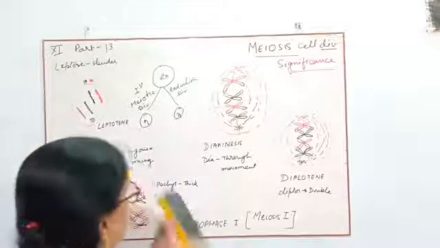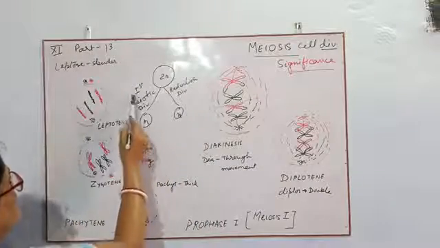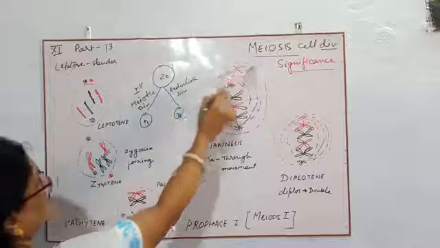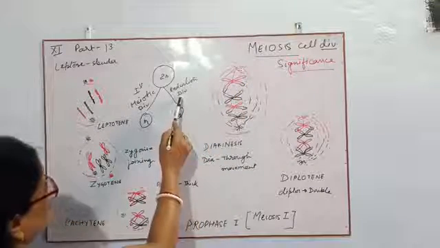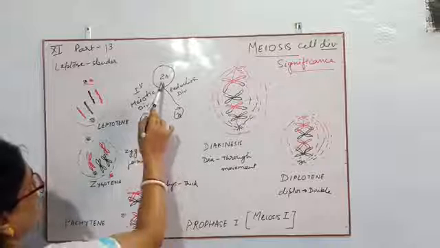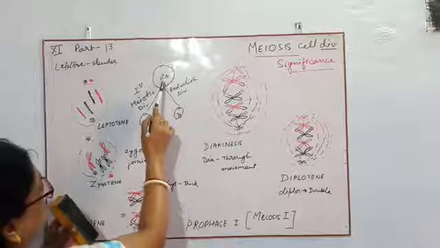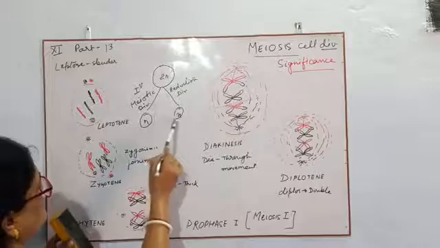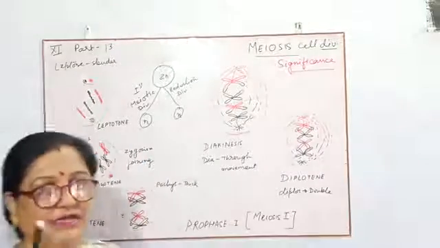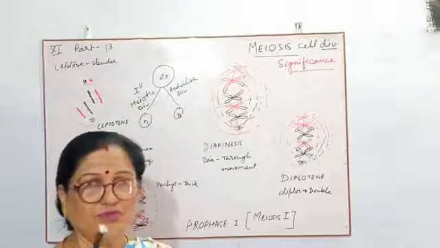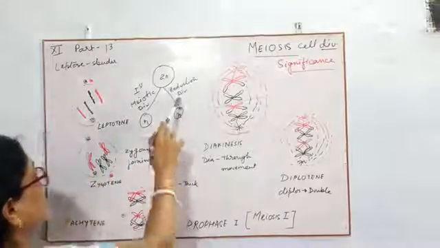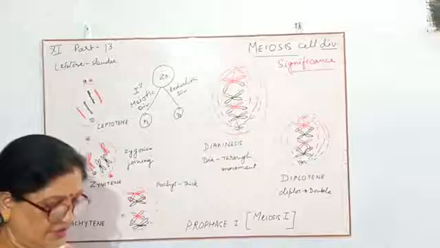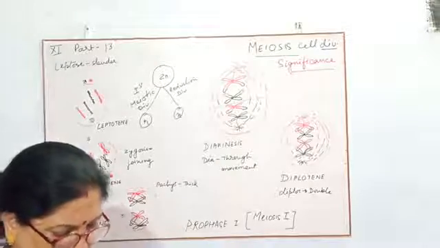Now reduction division is also called the first meiotic division. That means the first part of the meiosis cell division is called reduction division. And here the number of chromosomes, which was diploid, now becomes haploid. So one diploid cell will give 2 haploid cells after reduction division. Now I am coming to the reduction division.